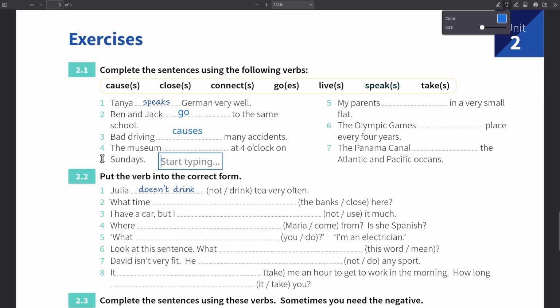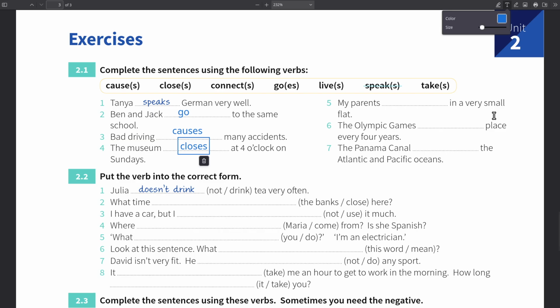So next example. The museum at 4 o'clock on Sundays. We're going to choose close, okay? But let's analyze the subject. In this case, the museum. We are not talking about a person. We're not talking about people. We're talking about things. In this case, the museum, right? So the museum closes, with S, right? At 4 o'clock on Sundays. Okay? Let's move on to the next sentence.